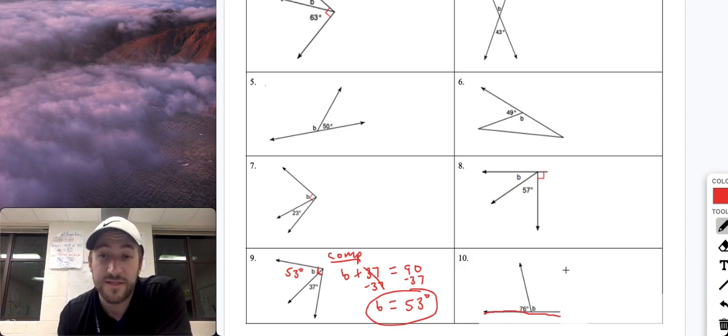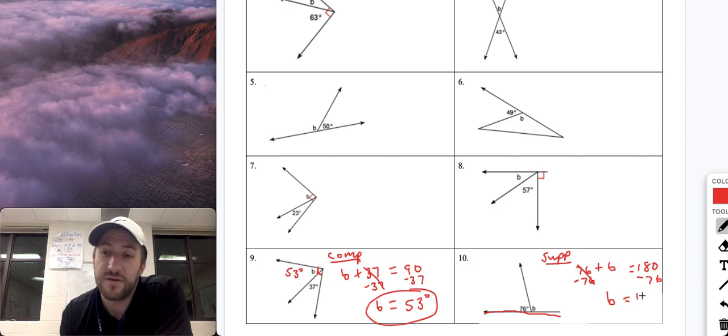And this last one, this is a straight line. So that is supplementary angles. We're talking about angles that add up to 180. So I'm going to set it equal to 180. And then 76 plus B is going to give me 180 degrees. I'll subtract 76 on both sides. B is equal to 180 minus 76, which is 100.